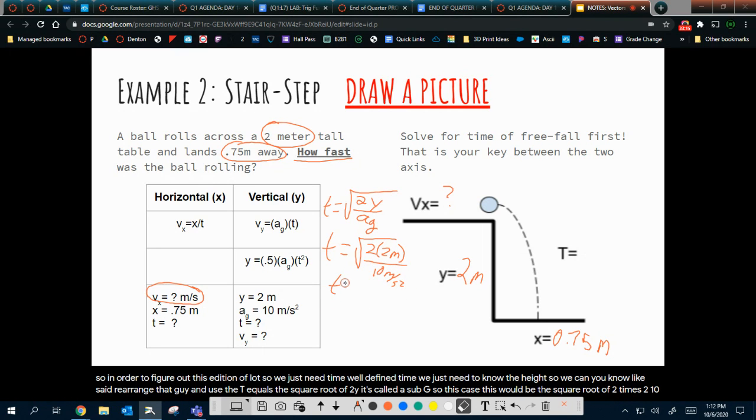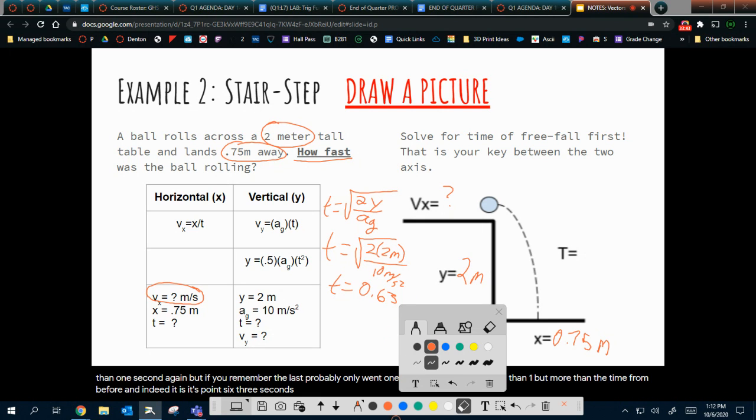So the t, in this case, is it less than 5 meters that it's falling? Yes, it's less than 5 meters. So we should end up with a number less than 1 second again. But if you remember the last problem, we only went 1 meter, so it should be less than 1, but more than the time from before. And indeed it is. It's 0.63 seconds.